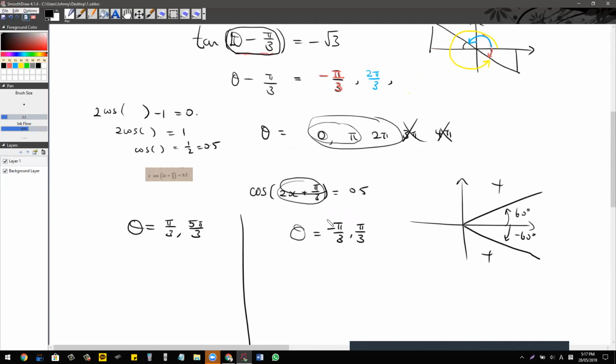Now, once we do that, of course, that's 2x plus pi over 3, right? So 2x plus pi over 3 is equal to pi over 3, 5 pi over 3. So which one do you prefer? Do you prefer this one here or this one here? The first one. Okay. I think their book prefers it too. So we're going to do this one. So all you need is two answers.